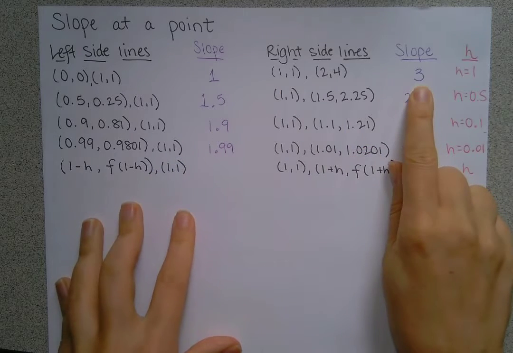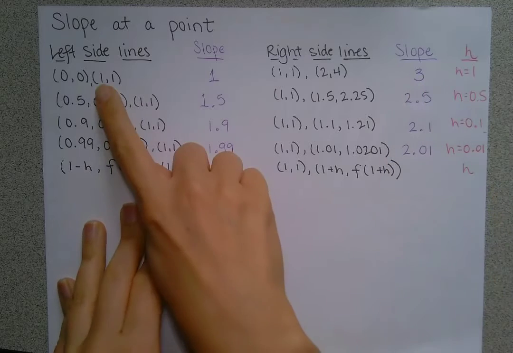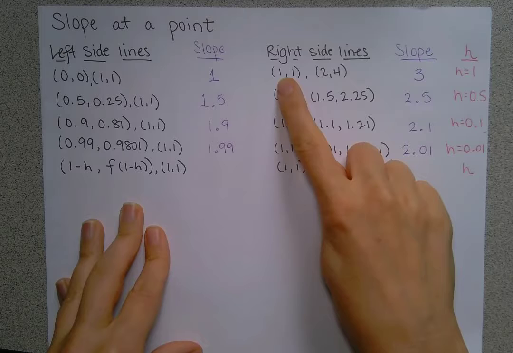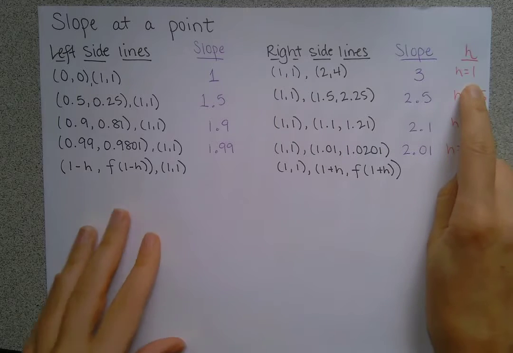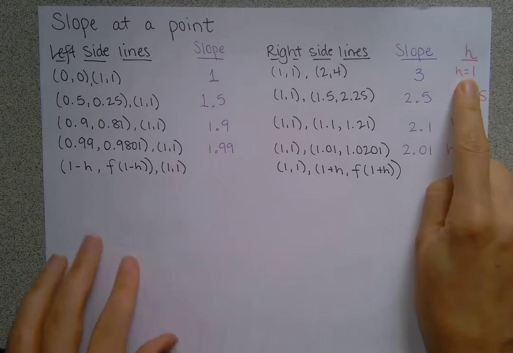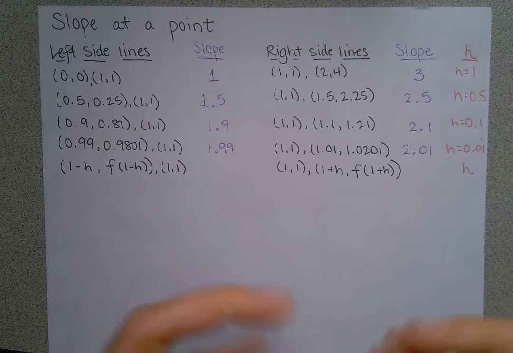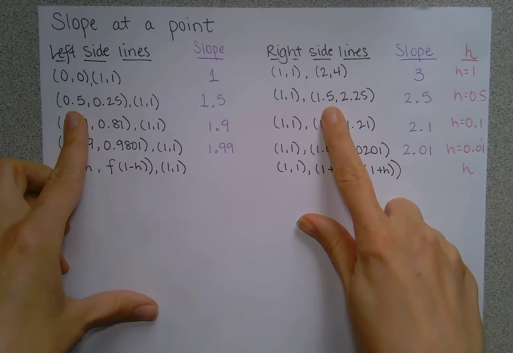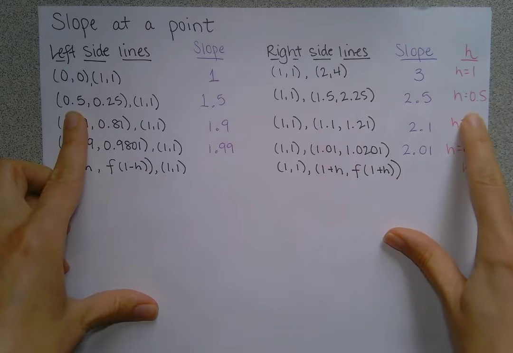So we can say that 0 is one space away from 1, and 2 is one space away from 1. So I'm going to make up this thing called h, which just tells me how far away I am from the point. So h was 1. Then I got a little bit closer. I zoomed in a little bit more. So I went to 0.5 and 1.5. So now I'm only 0.5 away from 1.